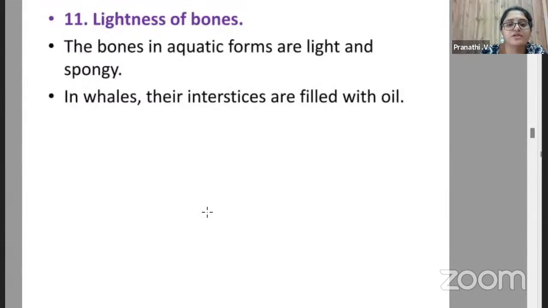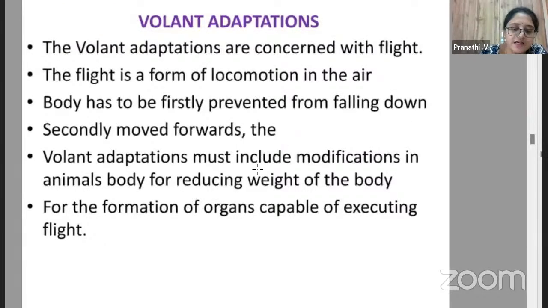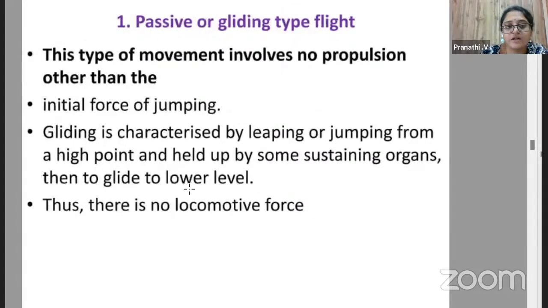And then the bones are aquatic, that is, they are light and spongy, and in the case of whales, filled with oil. Volant adaptation is wherein, volant means flying. So whatever animal is related to flying, these kinds of general adaptations are seen. You have pneumatic bones, that is, the bones are filled with air in the middle, hollow.